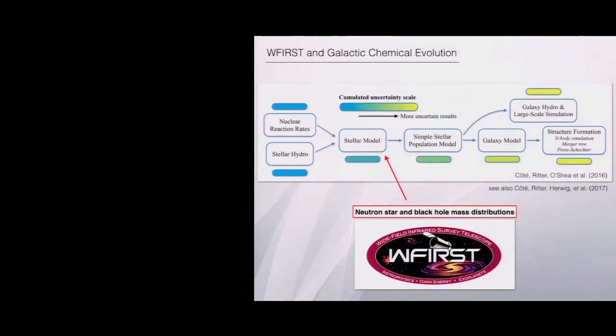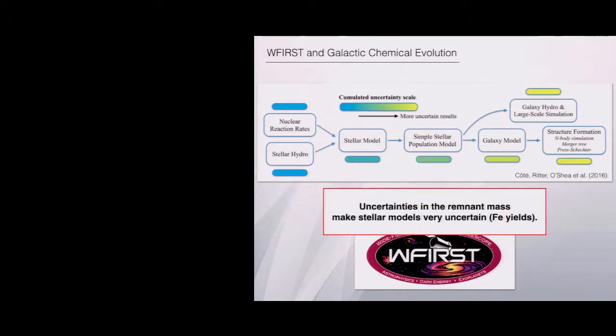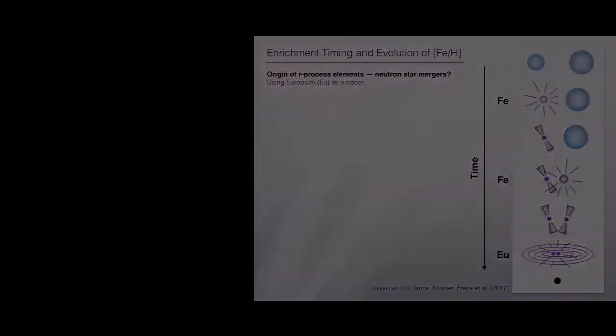And at the end, you will see that just by accounting for this uncertainty, you can kind of screw everything up. So the reality is that we have a lot of uncertainties in stellar models, especially for the iron yields, because iron is formed deep in the center of the stars. So if you change your neutron star mass by slightly a little bit, you will change the iron yields a lot. Okay, so let's go for the example.